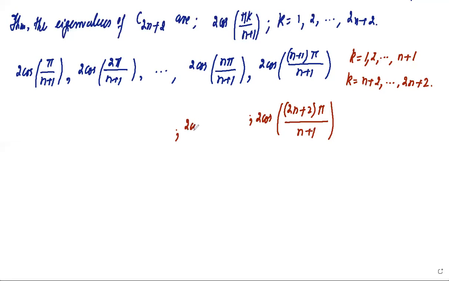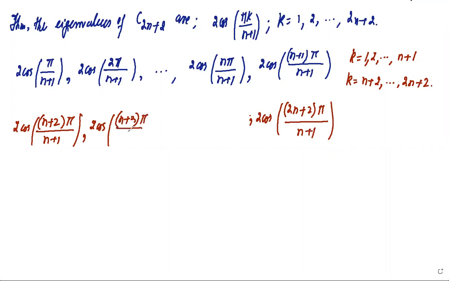Then this will be 2 cos (n+2)π/(n+1). Okay, so let's make the list in this way. Let's write this 2 cos here. This is 2 cos of (n+2) pi by n plus 1. Then similarly, the next one will be 2 cos of (n+3) pi by n plus 1, and so on.